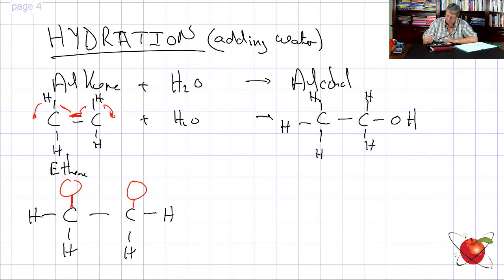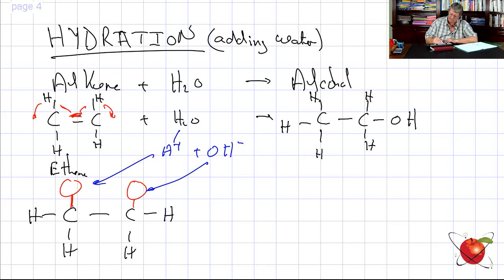Okay, blue. This splits into an H plus and an OH minus, right? And the OH minus goes there, the H plus goes there, and there you've got it. All I've done is the OH goes at the end. I've put it there just to illustrate. When you'd write it, you would write it in that format. So that's all pretty straightforward, isn't it?